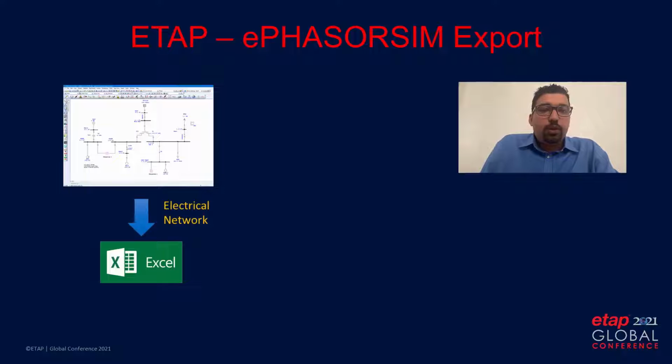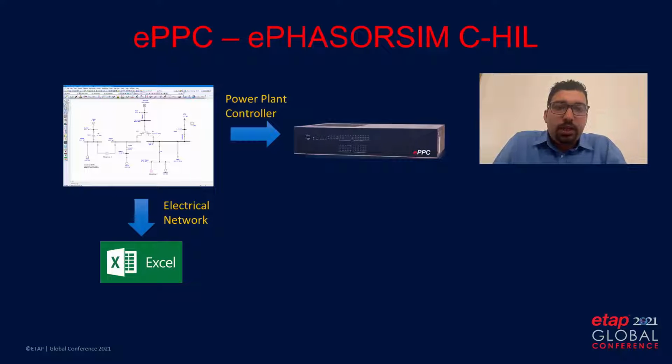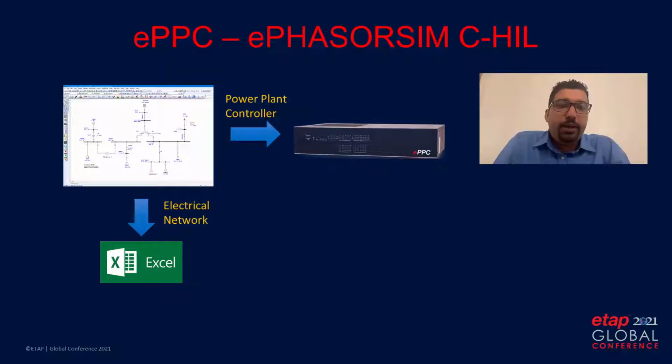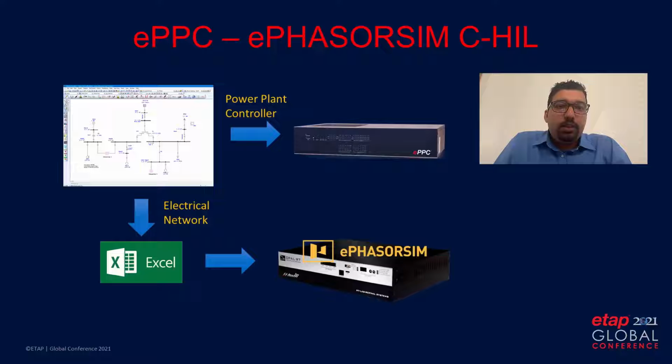ETAP has introduced a tool to convert the electrical network to an Excel exported file which can be directly imported in the RT Lab ePHASORSIM solver using the DRT SIM tool. ETAP allows users to model, tune and test the controller logic inside the simulation environment, and once the user is satisfied with the results, they can directly deploy it to the real-time controller hardware, also known as the ETAP power plant controller. The exported Excel sheet can be directly imported to the RT Lab ePHASORSIM solver.